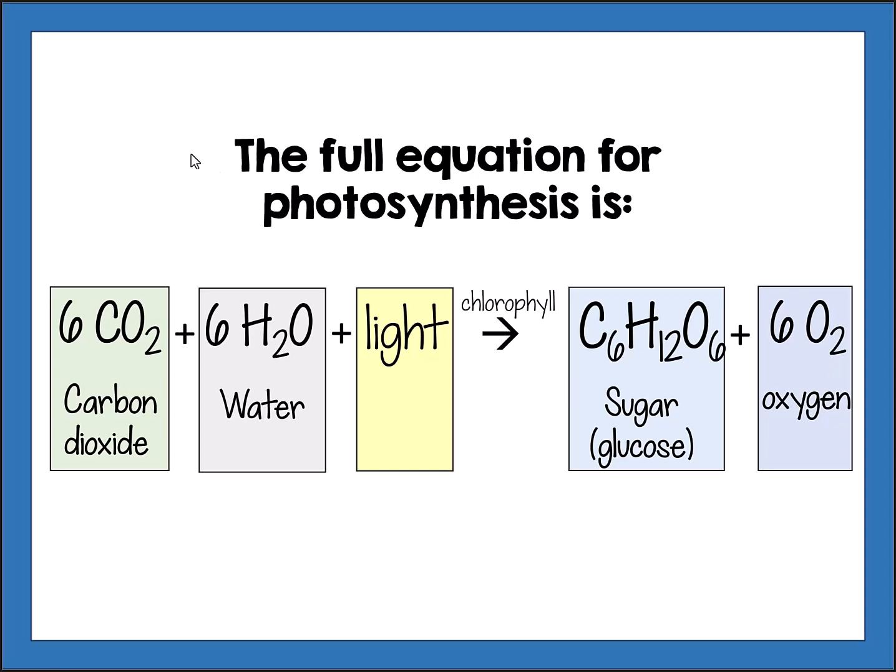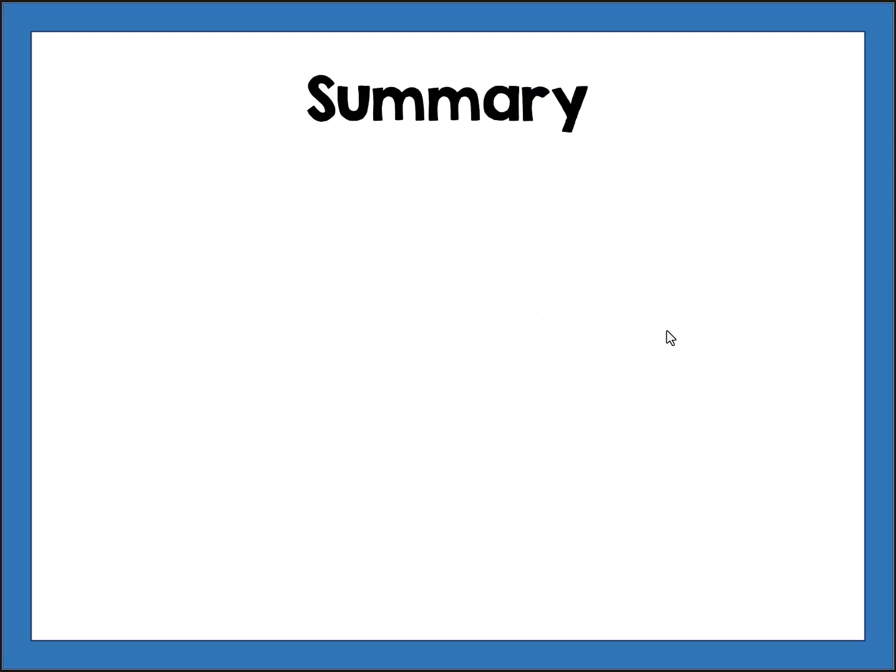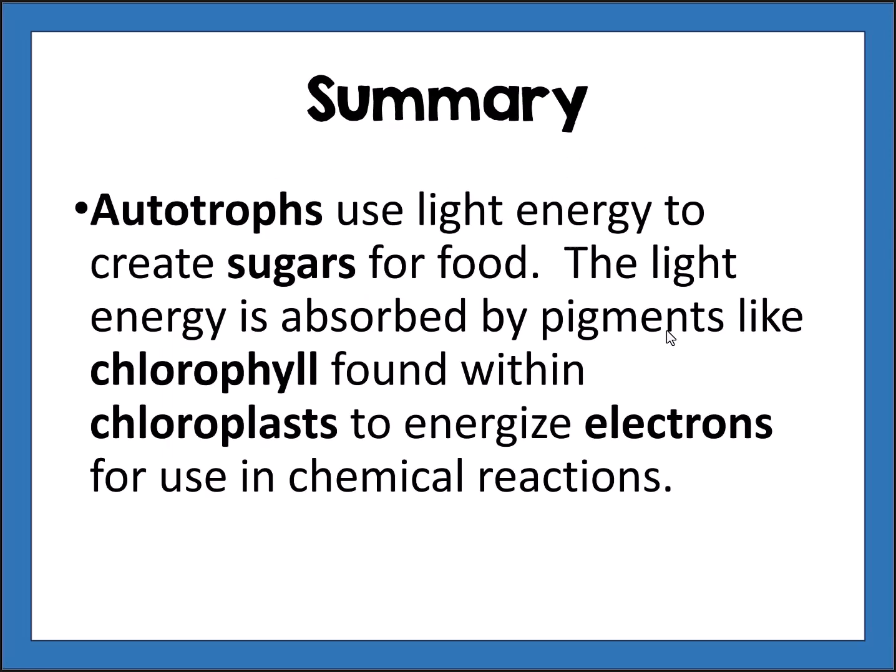So generally, this is what's happening as an overview of photosynthesis. This is how light energy is being turned into chemical energy in the form of sugars. So in summary, autotrophs use light energy to create sugars for food. The light energy is absorbed by pigments like chlorophyll found within chloroplasts to energize electrons for use in chemical reactions.